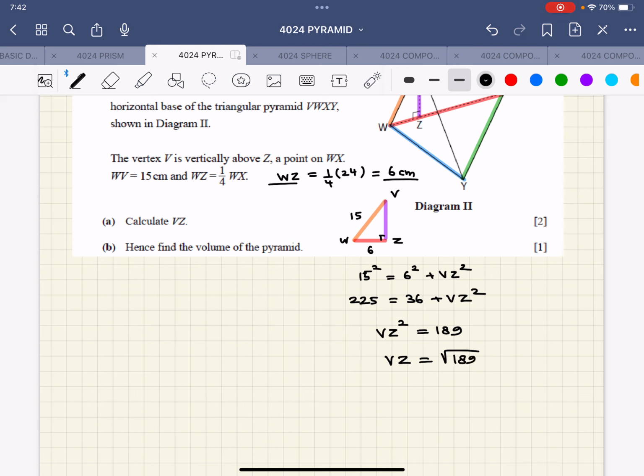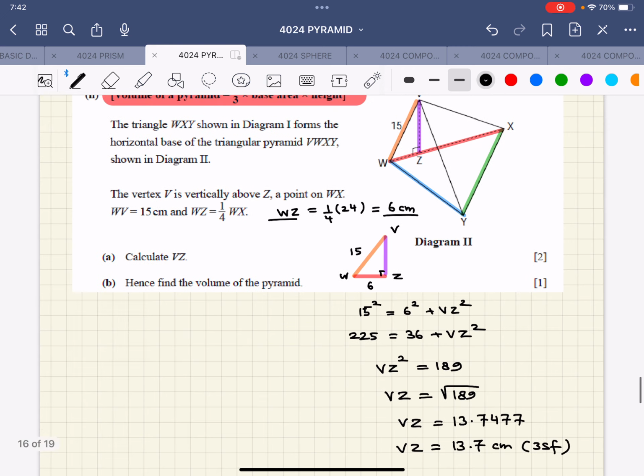Let me convert it in decimals. So where is that button? Yeah. So the button is over here. VZ is 13.7477. Therefore VZ is 13.7 centimeters, correct to 3 significant figures. Now this thing is done. This is part A. Hence find the volume of the pyramid.